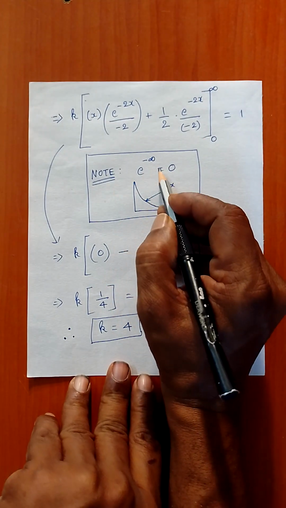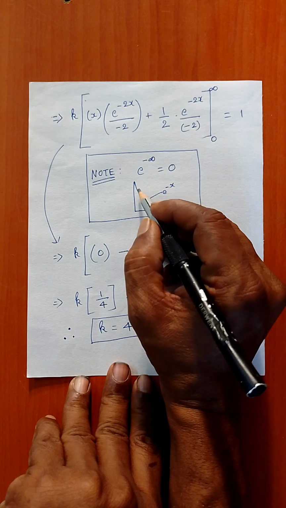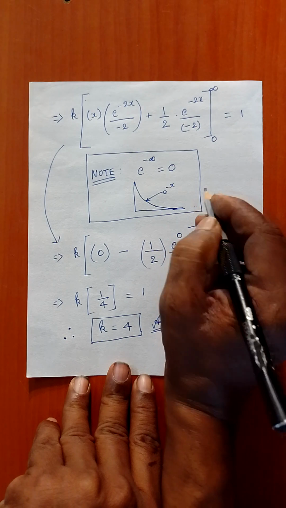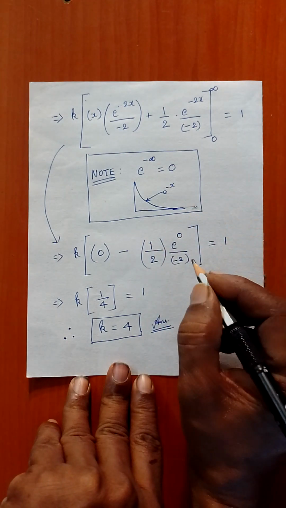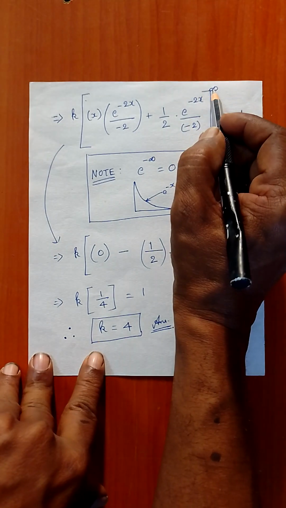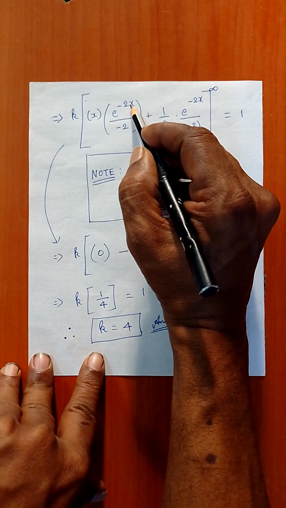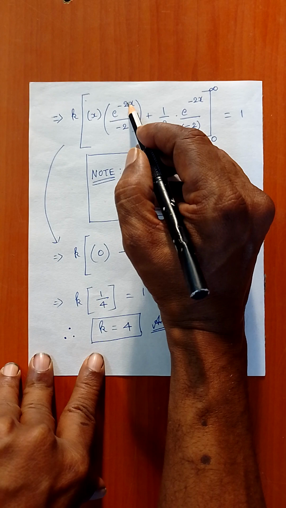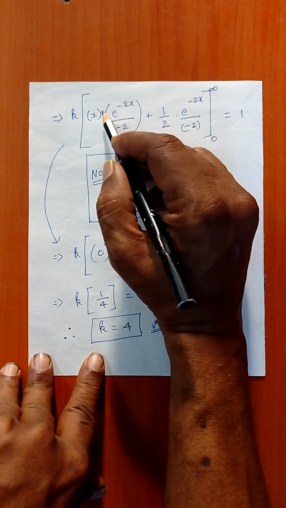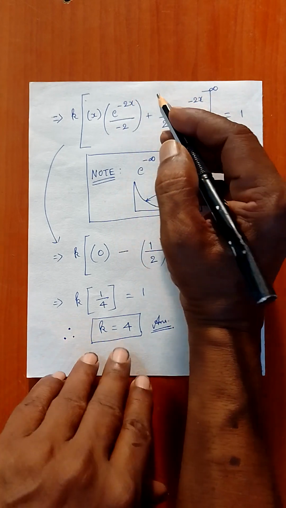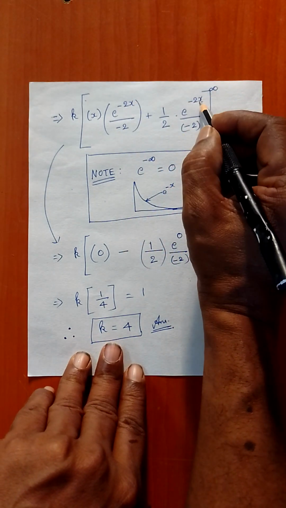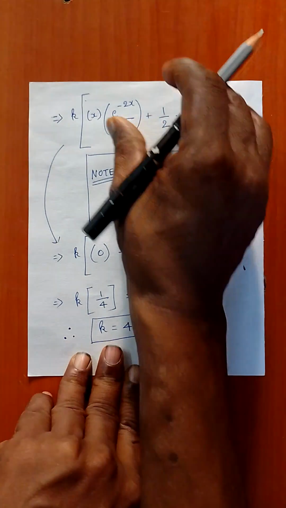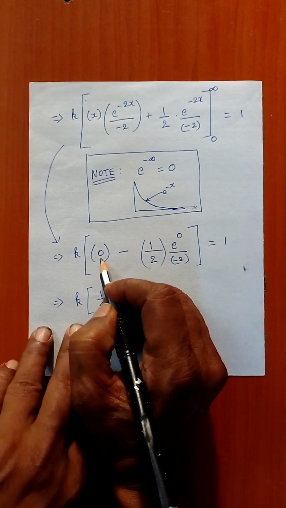Note, e power minus infinity is equal to 0. The exponential decay function e power minus x will go like this, and it reaches 0 only at infinity. So just substitute infinity for x: e power minus 2 into infinity, which is e power minus infinity, is 0. 0 multiplied by anything is 0, so this term will become 0. Once again here also, if you substitute infinity for x, this term is also 0 because e power minus infinity is 0. So the upper limit is 0, that's what is written here.